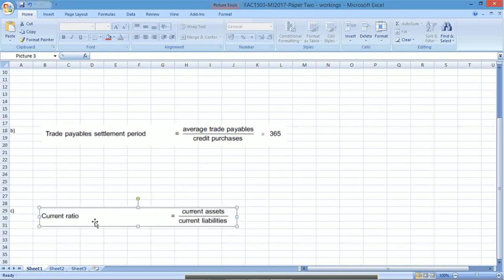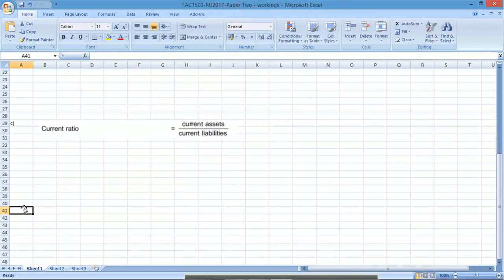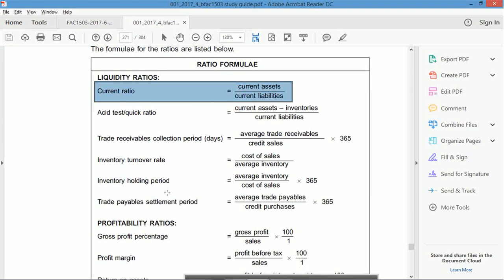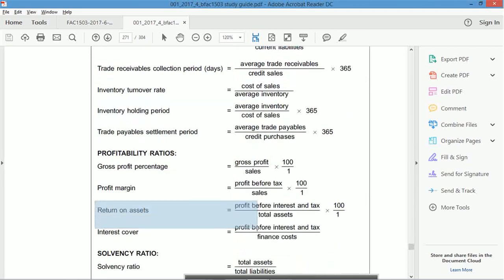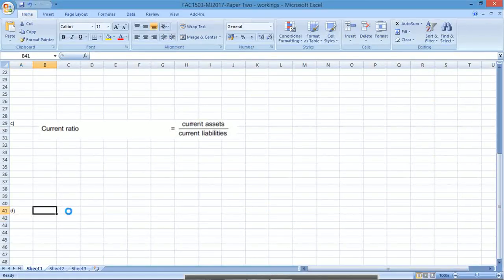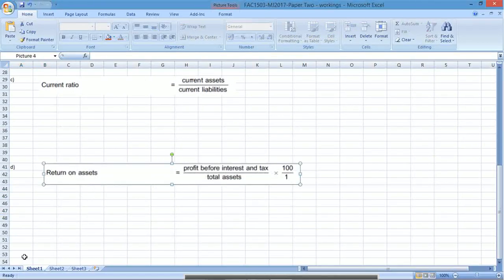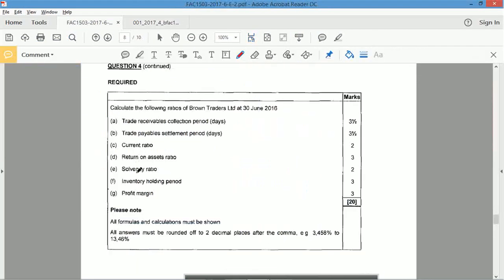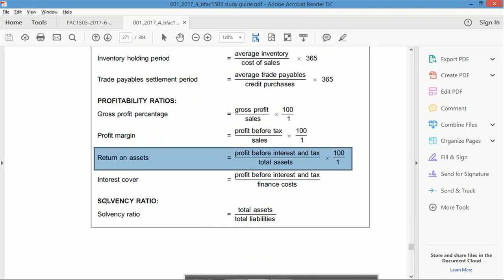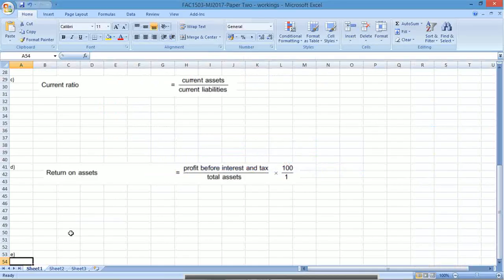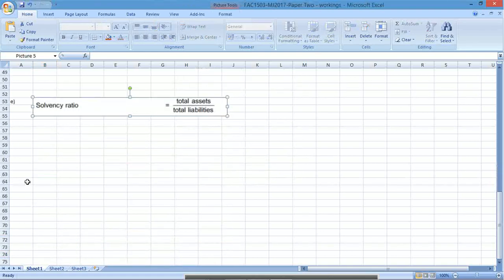Write down that equation. Then I've got D. D is return on assets ratio. So where's my return on assets? There's my return on assets. Write that down on your answer sheet. E. E was solvency ratio. That's total assets over total liabilities. Also an easy one to remember. Write that down.